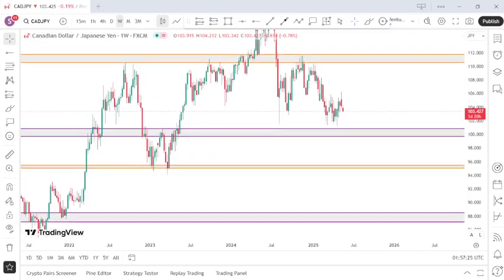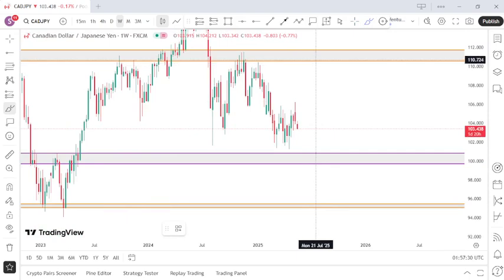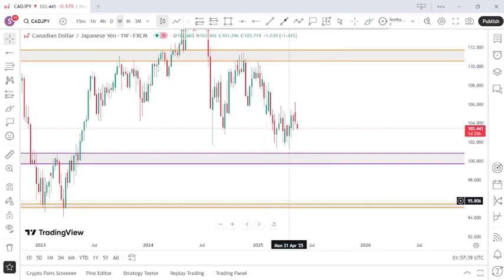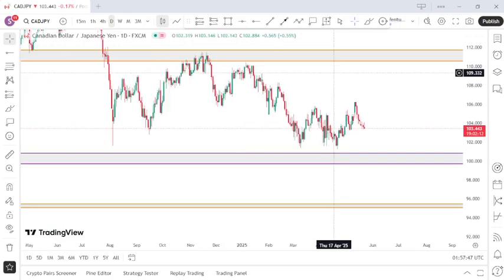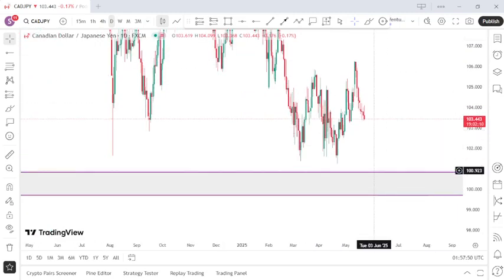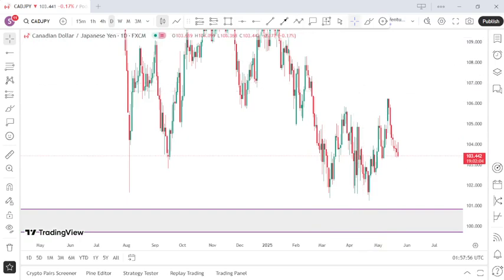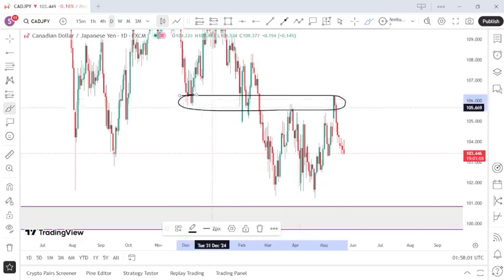Here on the weekly time frame, I have my weekly upper zone here, my weekly lower zone here. On the weekly time frame, we are just seeing the exact same structure we saw on the monthly time frame. So let's just go to the daily. Okay, the daily looks nice. This is the daily time frame on CADJPY. We have the daily zone here. You could see price dropping to the downside.